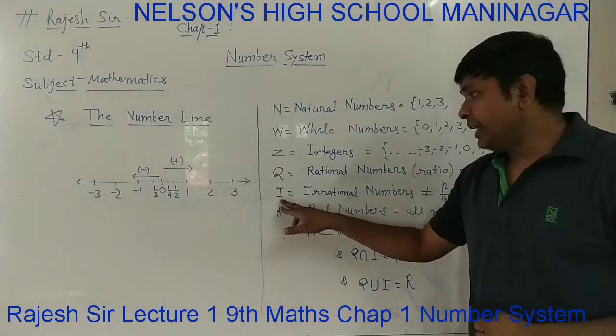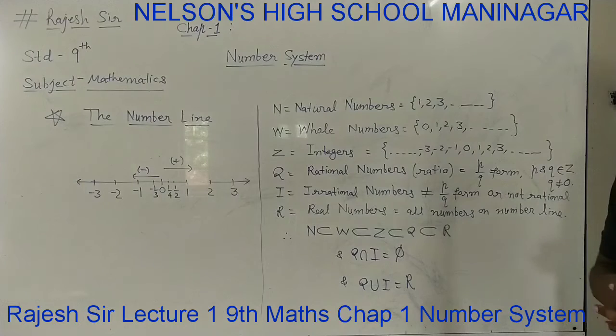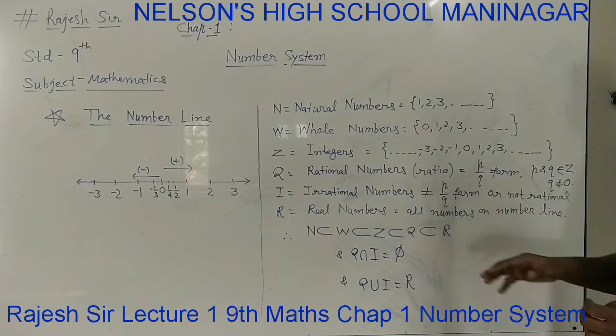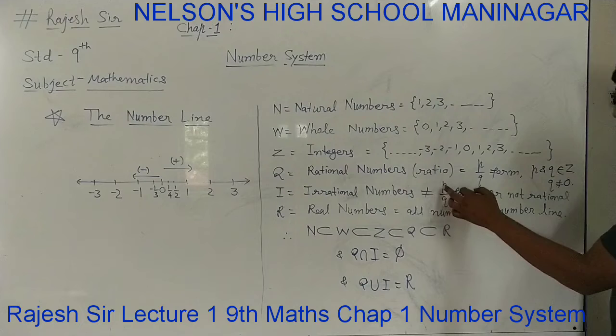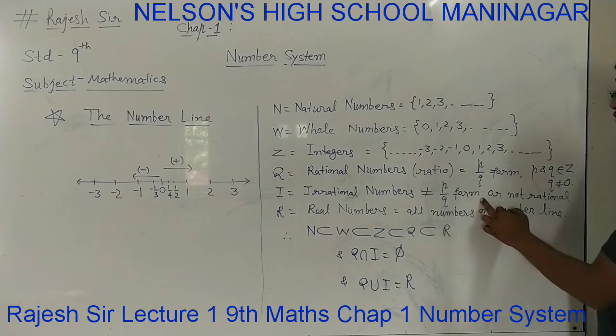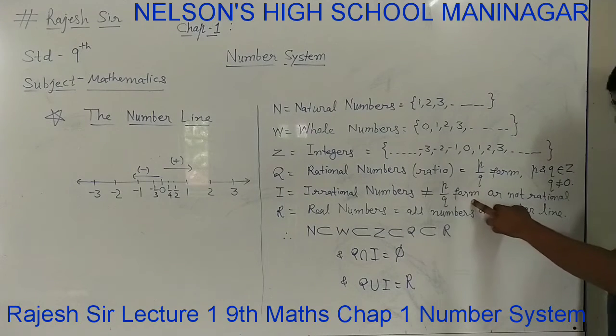Now next is I, capital I. Capital I shows irrational numbers, so it is the opposite of rational numbers. That's why here it is written not equal to P upon Q form. These irrational numbers cannot be written in the form of P upon Q.